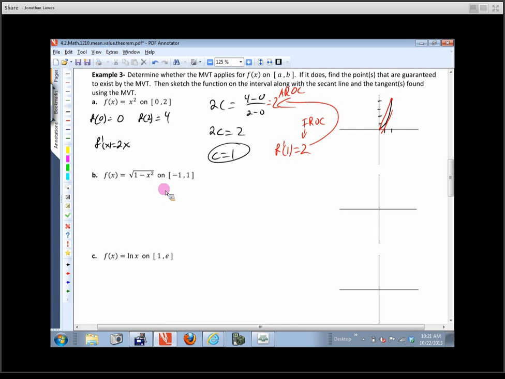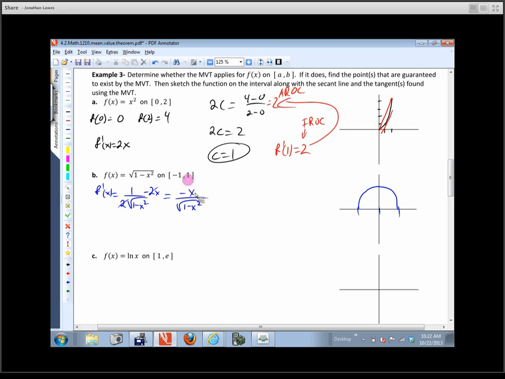This is a circle, the top half of a circle centered at the origin. It's got a radius of 1, so it looks like this. It's differentiable. If you find the derivative, let's go ahead and do that first on this one. This is going to be 1 over 2 square root of 1 minus x squared. That's the derivative of the outside, leaving the inside alone. Then times negative 2x. With me there? So I can cancel that. So the derivative is negative x over the square root of 1 minus x squared.